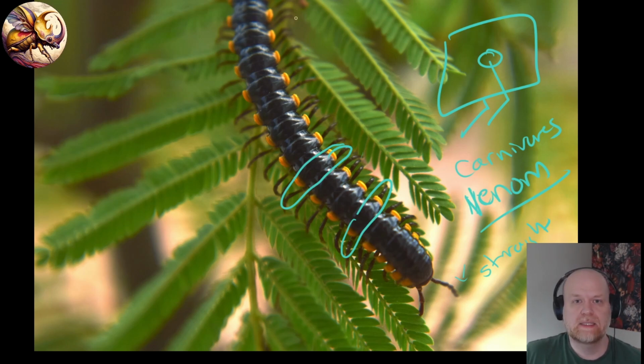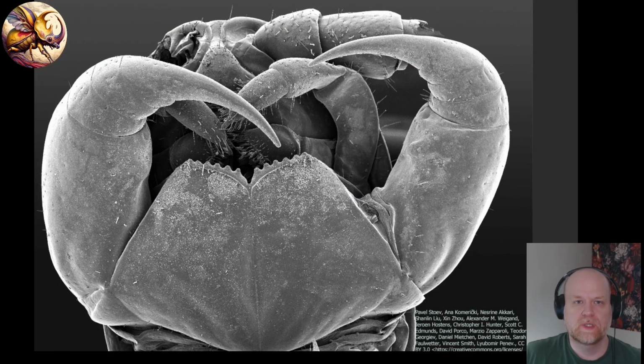Generally simple eyes. And what's interesting about them is that they don't have fangs like spiders. They have these things called forcipules, kind of like forceps, like pincers. And these aren't their mandibles. These are their front legs.